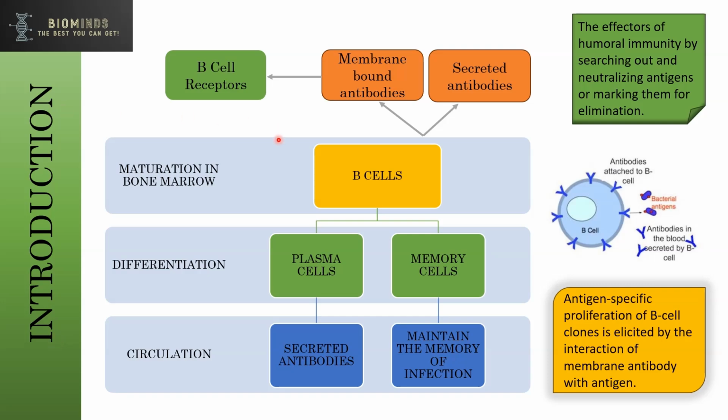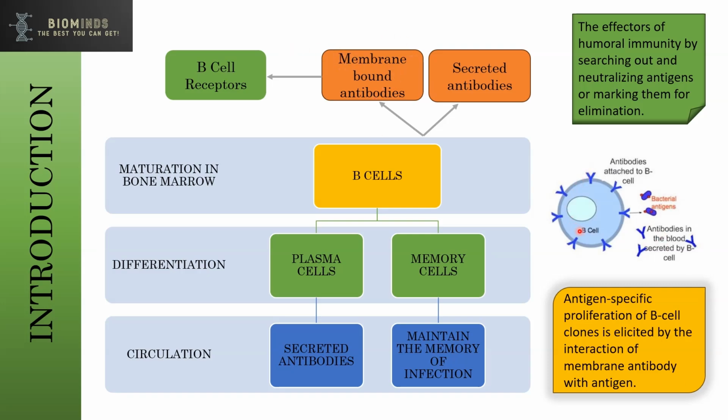What is antibody basically? Before that we should know what is B cell. B cell produces your antibody. B cell matures in the bone marrow, and that produces antibody. So there are basically two types of antibodies: membrane bound antibodies and secreted antibodies. Membrane bound means what?